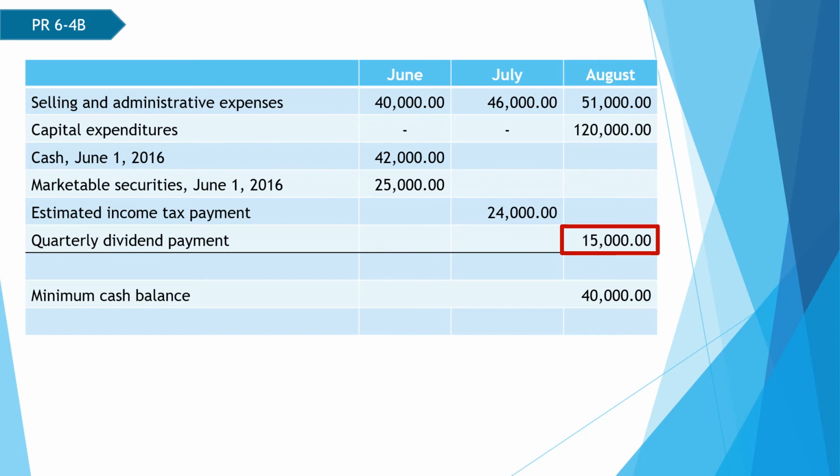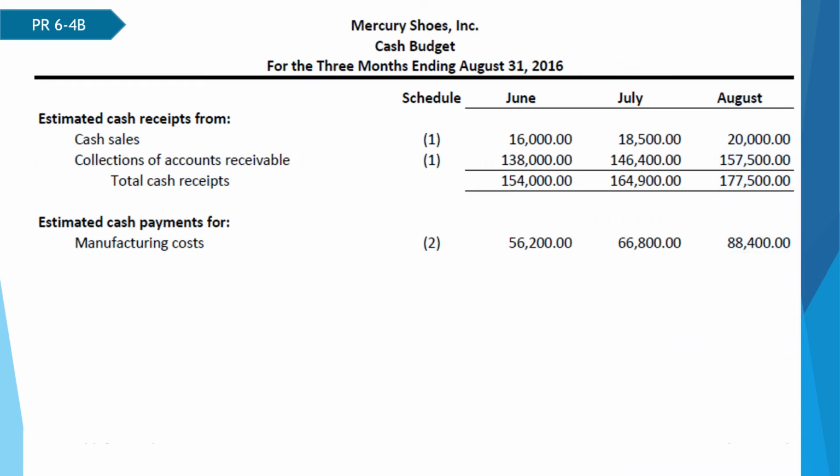It could be observed that all expected transactions are cash outflows. No additional cash inflows is expected other than those collected from sales. Finally, the minimum cash balance the company wants to maintain per month is $40,000. Let us now input the additional data in our cash budget.